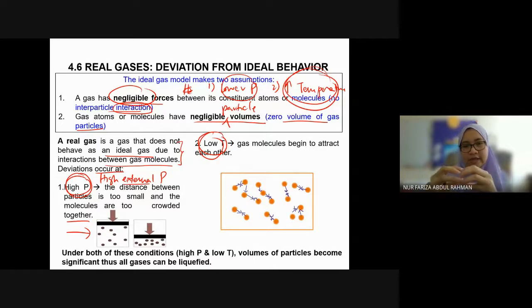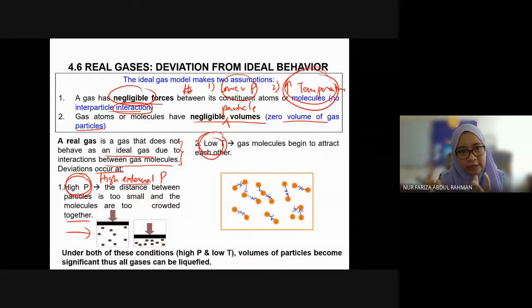So bila dia dah start interact, mungkin dia dah start combine. So bila dia start combine, dia dah ada forces form between them. So dia dah jadi besar kat situ. Bila dia interact, dia melekat lah kan. So dia interact, dia jadi bulky, besar, dia jadi berat. So what happen in terms of speed kat situ?